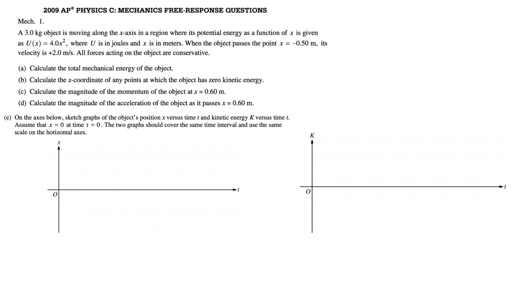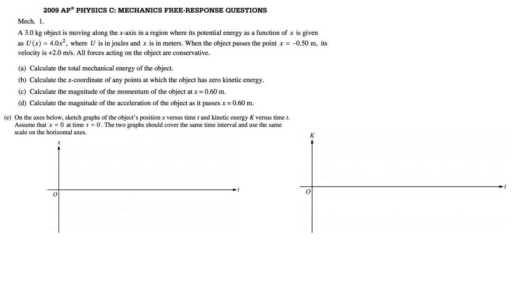Hi everyone, in this video we're going to go over the 2009 AP Physics E Mechanics Free Response, question number 1. So the question asks, a 3 kilogram object is moving along the x-axis in a region where its potential energy as a function of x is given as U of x is equal to 4x squared, where U is in joules and x is in meters.